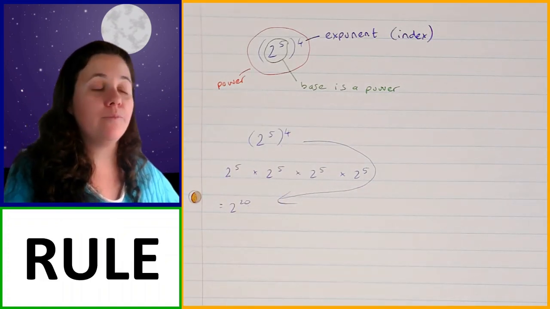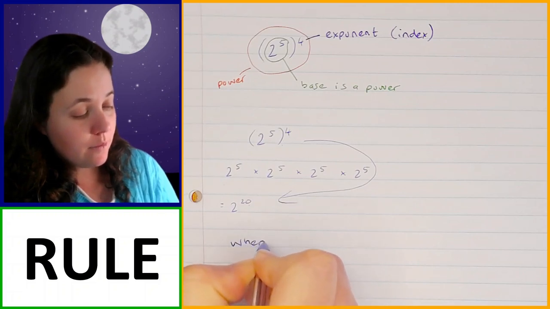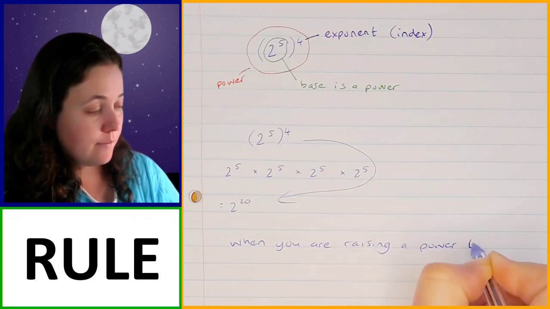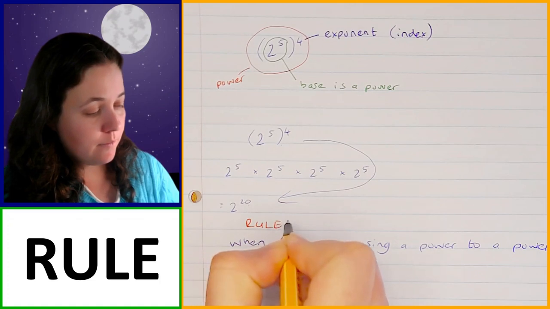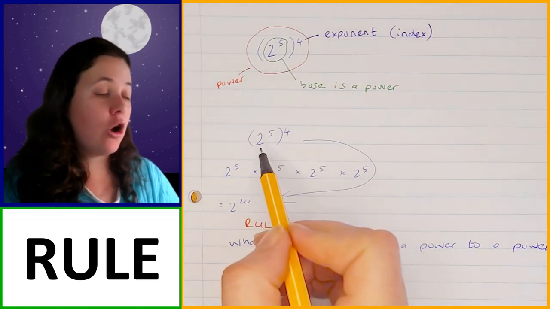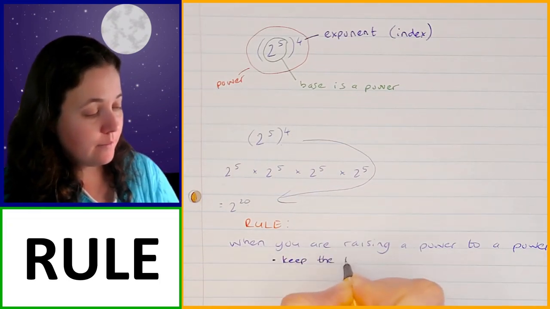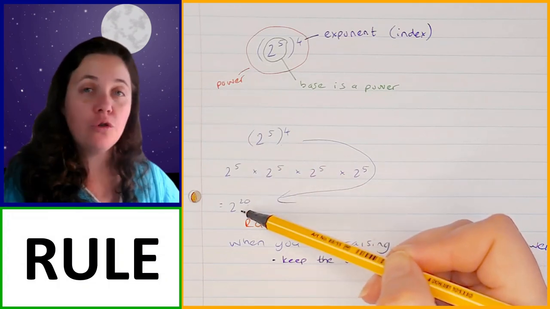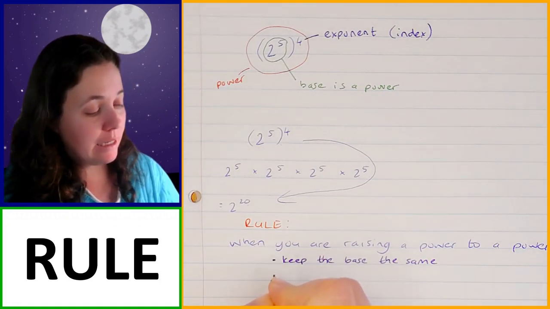So now we can get to our rule. Our rule says that when you are raising a power to a power, this is our rule. Okay, so when you are raising a power to a power, what we need to do is we keep the base. Now that's the base of the inside power. Okay, we keep the base the same. You can see in this example over here that the 2 stayed 2. After I'd simplified it, it was still a 2. It hadn't changed. We keep the base the same, and we multiply the exponents.